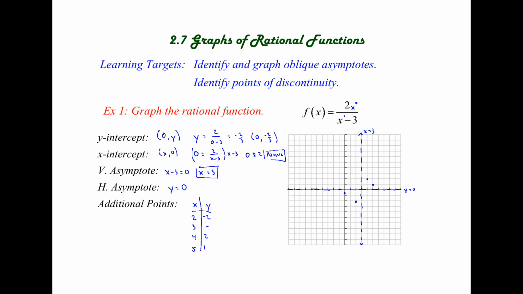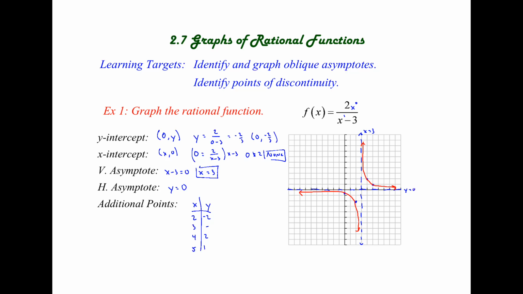So the rational function will get close to that horizontal asymptote, and the same thing, get close to the vertical asymptote. And then on the other side, it gets close to the vertical and horizontal asymptote. So there's a sketch of the graph using the information that we had and that we found.